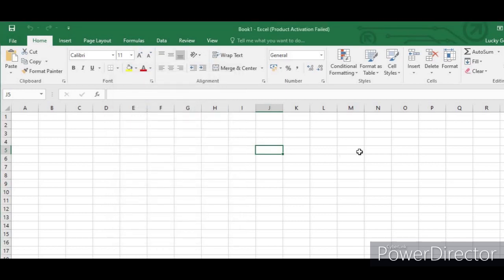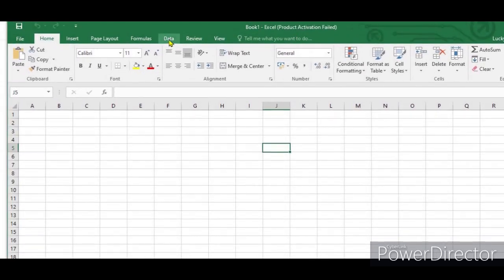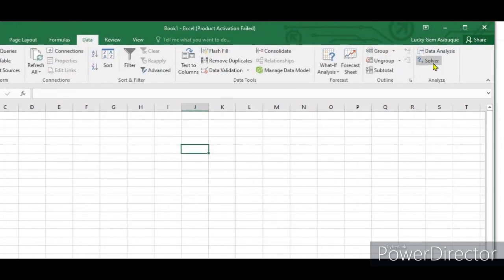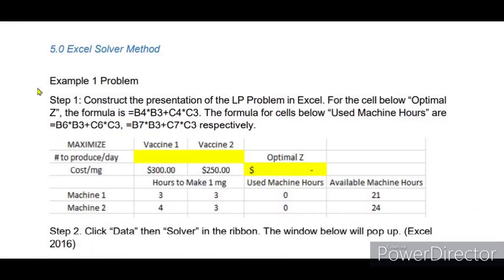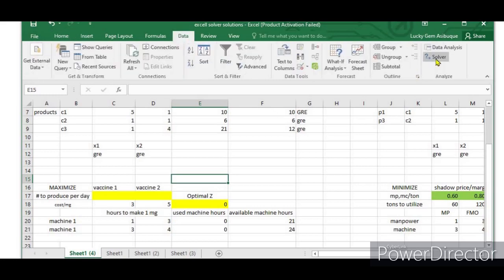When you click that, you notice that under the Data tab, you will click Data, okay? Under the Data, you have your Solver option. So it should appear there, the Solver option, okay? So let's go now to this problem. This is the example number 1 problem, the maximization. To illustrate it more clearly, we shall go to this Excel Solver, okay? So first, we will click Data, then click Solver.